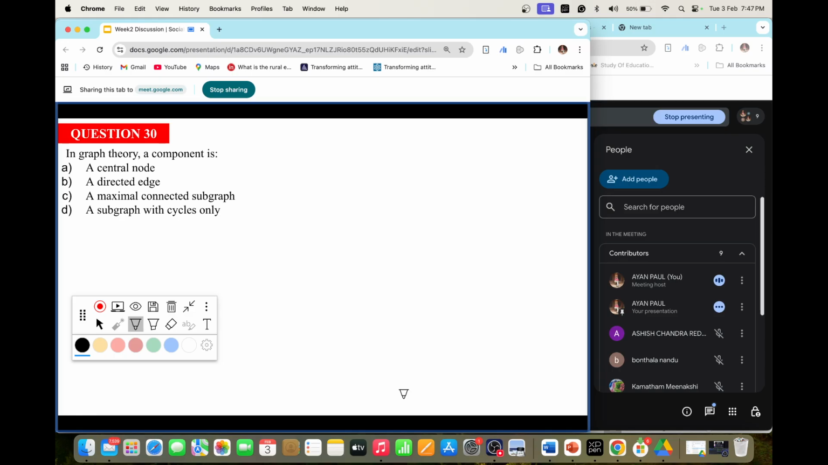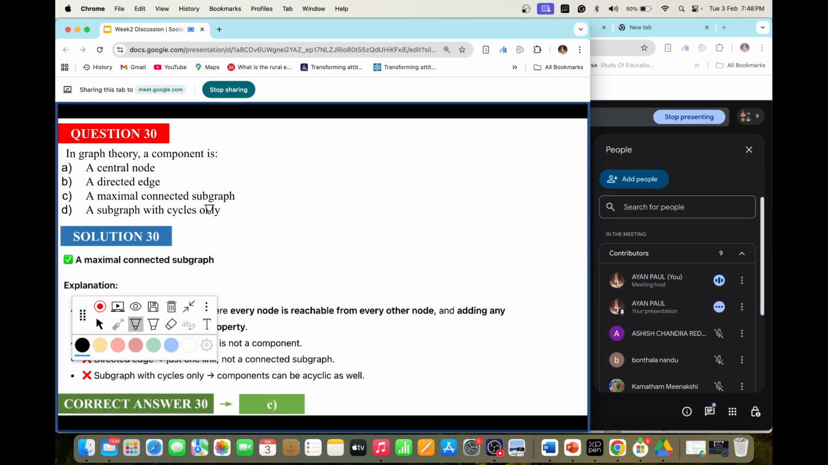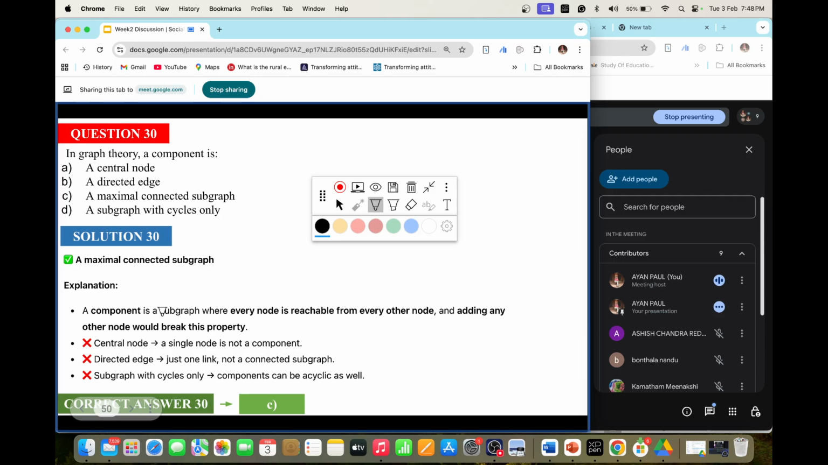Now let's move to question number 30. In graph theory, a component is: central node, directed edge, maximal connected subgraph, or a subgraph with cycles only. So it should be a maximal connected subgraph. A component is a subgraph where every node is reachable from every other node, and adding any other node would break this property.